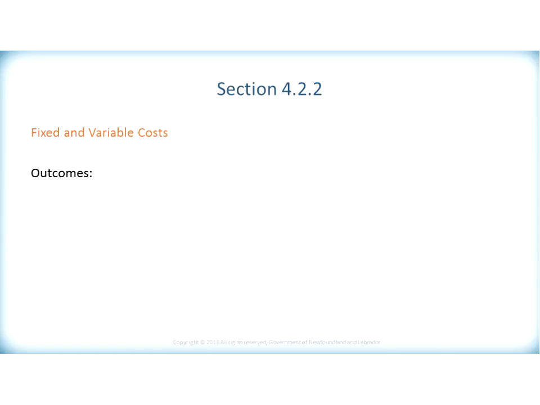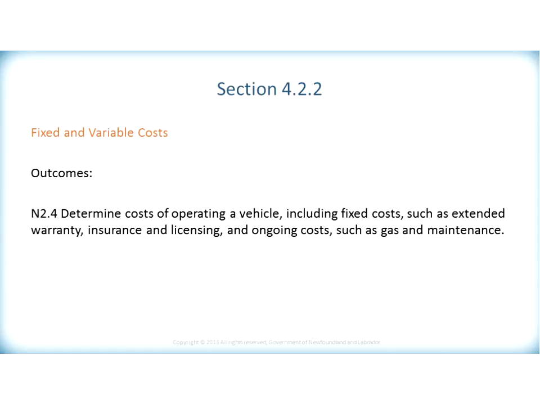The outcomes we're going to cover are determining costs of operating a vehicle, including fixed costs such as extended warranty, insurance, and licensing, and ongoing costs such as gas and maintenance.